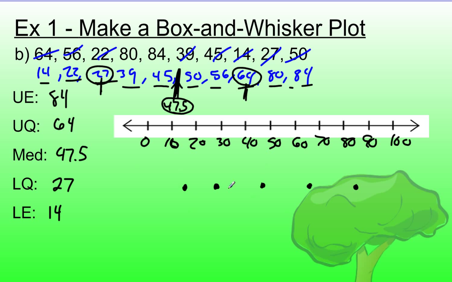Now these dots all appear to be fairly equally spaced. 14, 27, 47 and a half. This gap's a little bit bigger. 64, yeah, that's a little bit bigger. So this one right here seems the smallest of them. Whisker, whisker, and box. So we have our box and whisker plot.